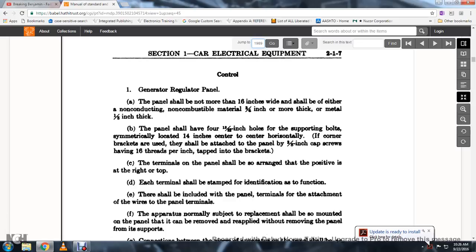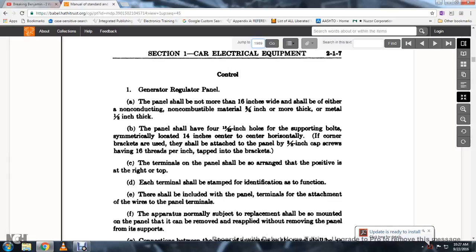If corner brackets are used, they shall be attached to the panel with 3/8 of an inch cap screws having 16 threads per inch tapped into the brackets. C. The terminals on the panel shall be arranged so that the positive is at the right of the top. D. Each terminal shall be stamped for identification as to its function. E. There shall be included with the panel terminals for the attachment of the wires.